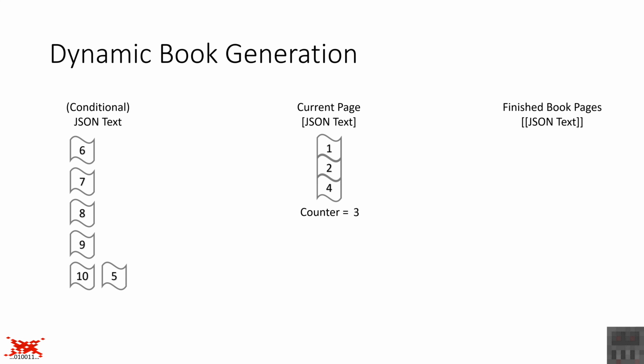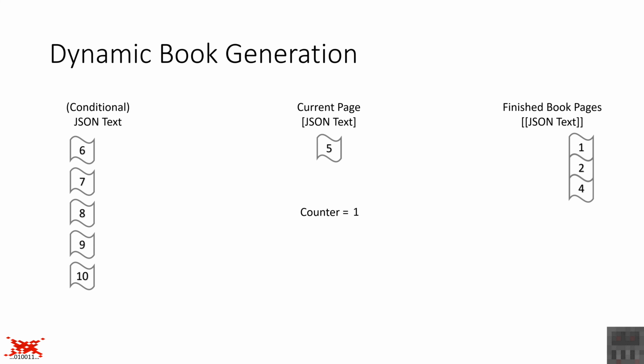Now let's say we have a line limit of 3, so we have reached our threshold. And now we move the complete content of the current page into the end of the finished book pages, clear the current page, and reset the counter. And then we continue, in this case, with snippet number 5.